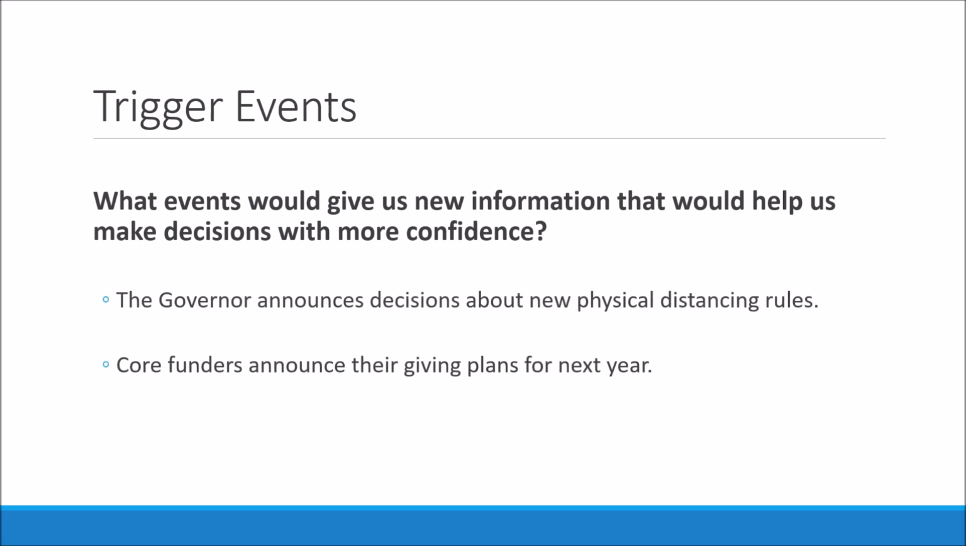So for instance, at some point, the governor will make a decision about new physical distancing rules, or your core funders will give you more information about how they plan to fund in the next year. So you want to just identify those things that could happen, that probably will happen, that will provide you with more information. Put a pin in those. We'll need them later in the exercise.